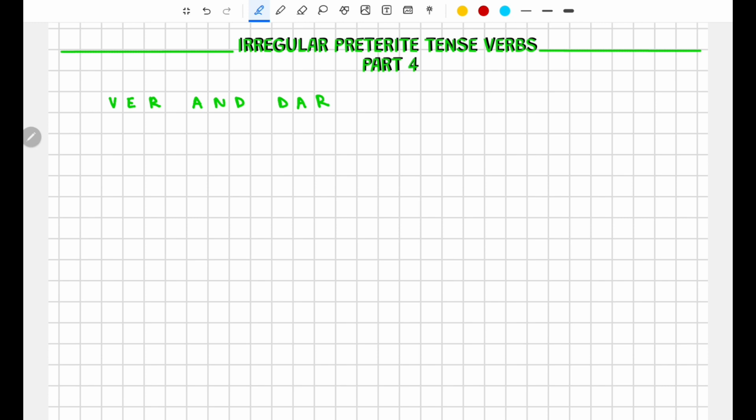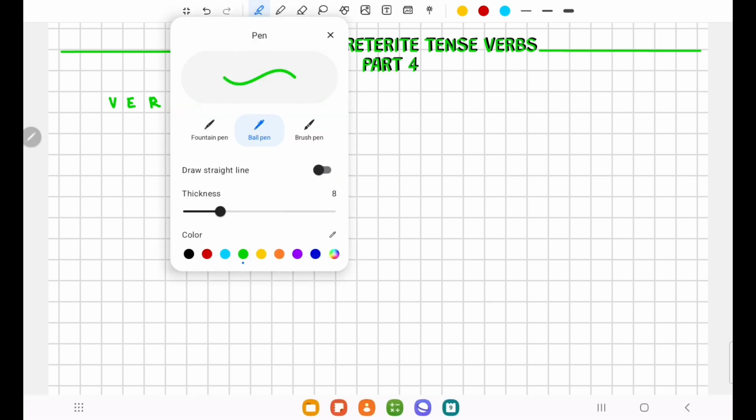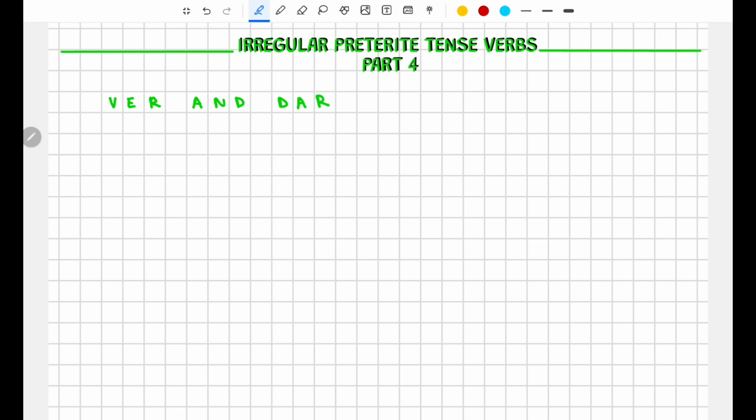As you can see, these ones are your three-letter verbs, and that's why it is necessary for them to have some sort of different conjugation for the preterite tense. So for the verbs ver and dar, first let's just write out the meanings. Ver means to see, and dar means to give.